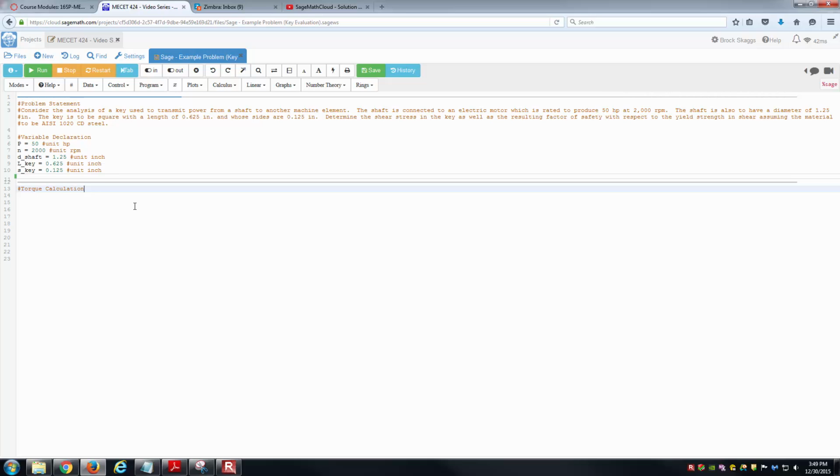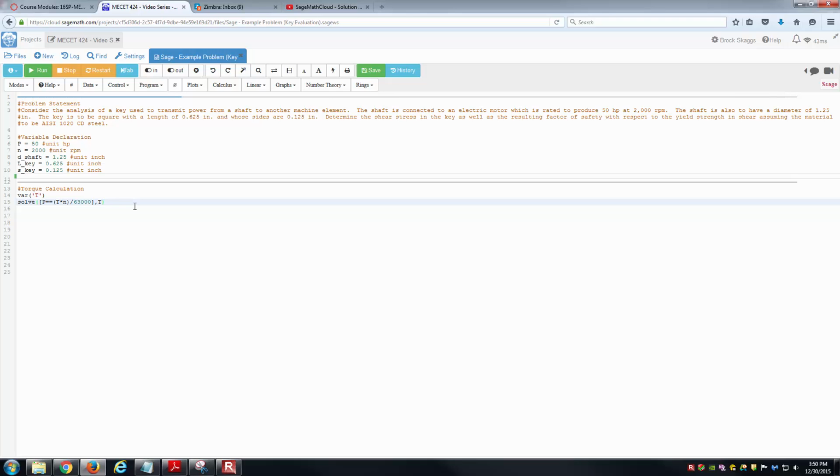First I'll just make a comment here, torque calculation. And so what do I need? Well, let's define T as a symbolic variable that we can hold stuff with. And let's just say solve, and then in brackets, we'll put our equation that we know. We know power is equal, and here I'm using, notice, the double equal sign, to T times N divided by 63,000. And I want to solve that for T.